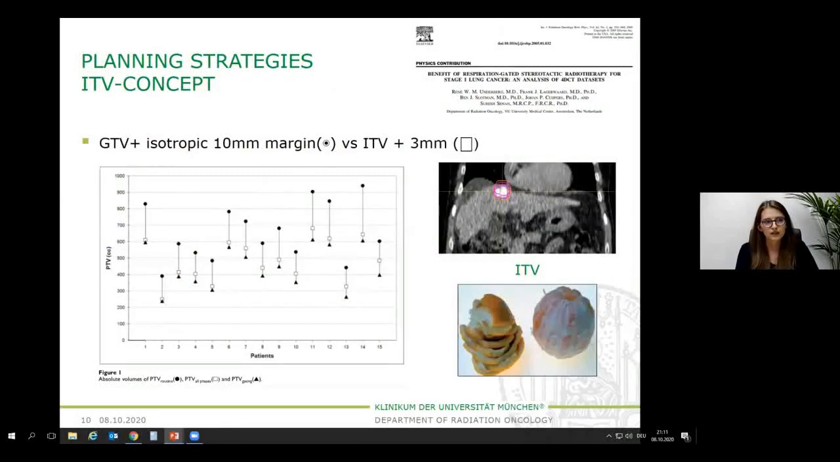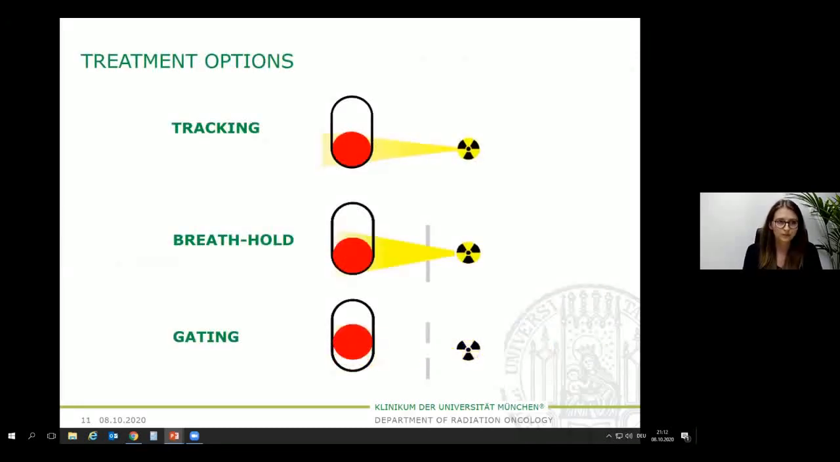where we usually then use an ITV concept, where we treat the entire region where the tumor is moving, which also means that you treat the lesion, but you also treat a really large volume of healthy liver tissue, which is not, there's no hepatocellular carcinoma, and you treat the healthy liver.